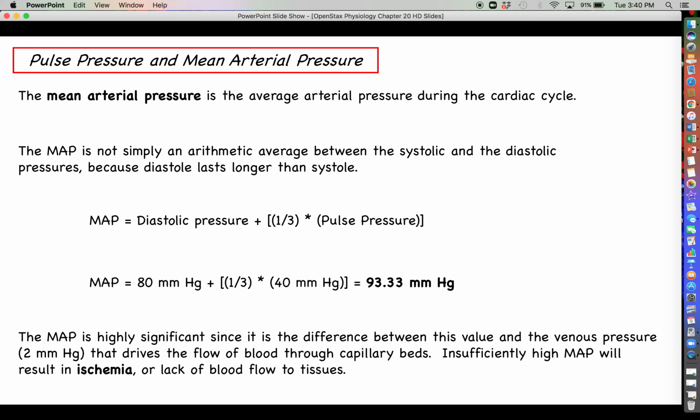Mean arterial pressure does end up being very highly significant because, as we've seen with blood flow, a difference in pressure between the arteries and the veins is extremely important to getting the blood to flow through the capillary beds. So you want your mean arterial pressure to be high enough so that it outstrips the venous pressure by enough to push blood through the capillaries, but you don't want the pressure to be too high, obviously, because then you'll end up with hypertension. We'll talk about that a little bit later. And you definitely don't want the mean arterial pressure to be too low because blood flow to the tissues will suffer and you will end up with a case of ischemia, which we talked about in the previous chapter.